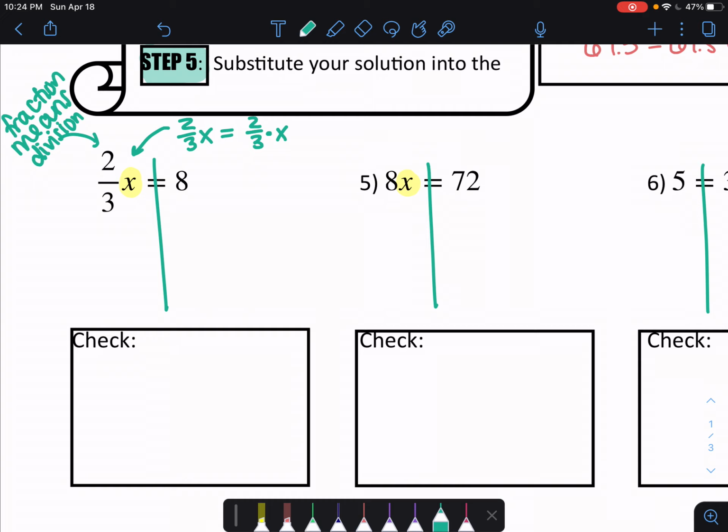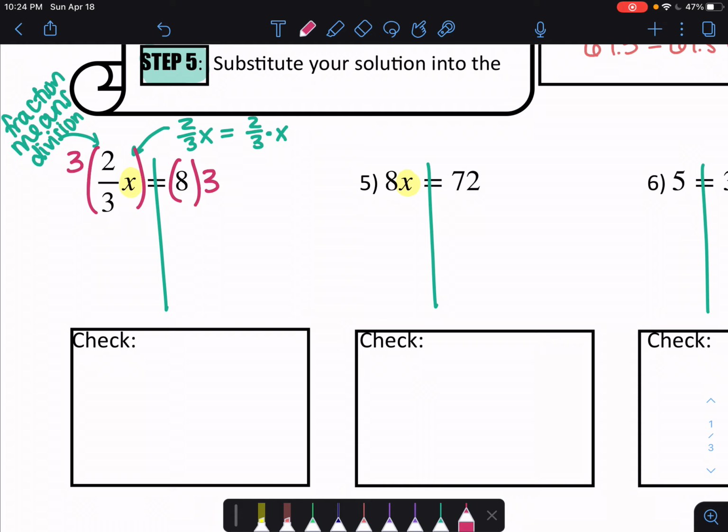And when I have to undo both, I want to undo the division first. So I'm actually going to get rid of the fraction first, because that's going to make things a little bit simpler. So I'm going to multiply both sides here. And I'm going to put parentheses around both sides. And I'm actually going to multiply both sides by 3.